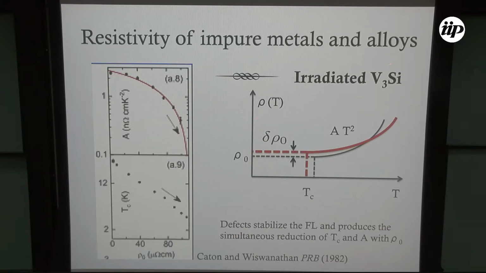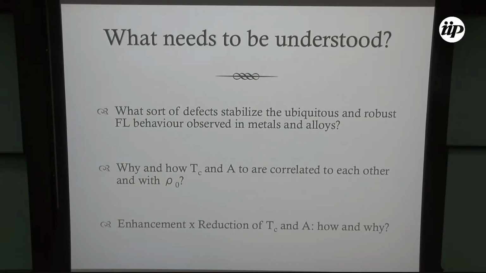So this is what happens, for example, if you have vanadium-3 silicon, and again you do some irradiation process: the Fermi liquid coefficient goes down, Tc goes down. But again, this happens together, Tc going down, A going down. So what I want to study is what sort of defects are these that they stabilize the ubiquitous and robust Fermi liquid behavior, how Tc and A should be correlated with each other and with the residual resistivity, and how we can understand enhancement and reduction of Tc.